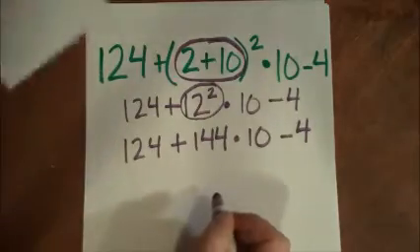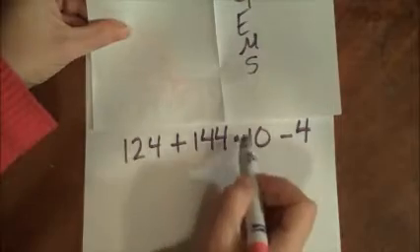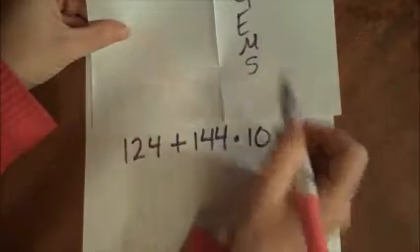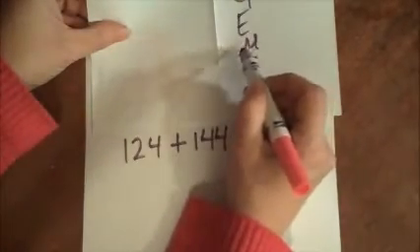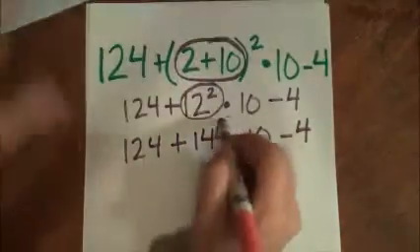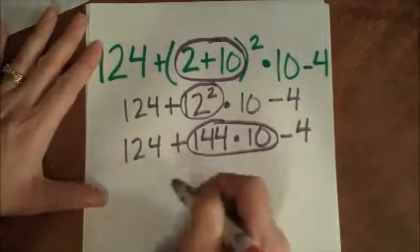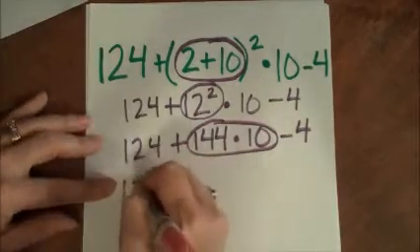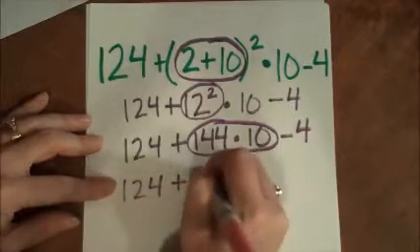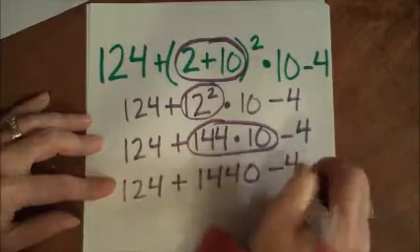Now I am left with addition, multiplication, and subtraction. This step, M, multiply and divide, comes before add or subtract. So I'm going to do this and write the rest of the problem. 124 plus 1,440 minus 4.